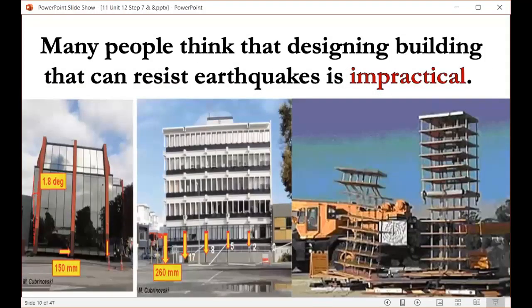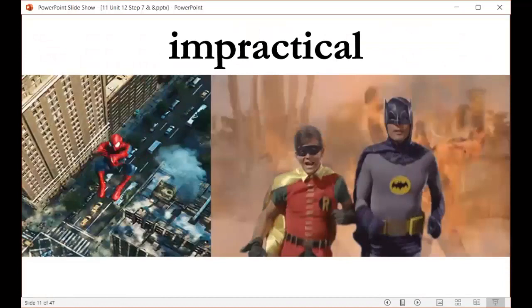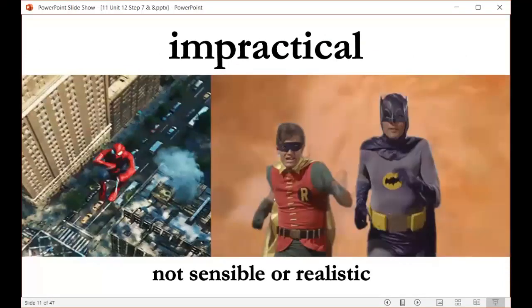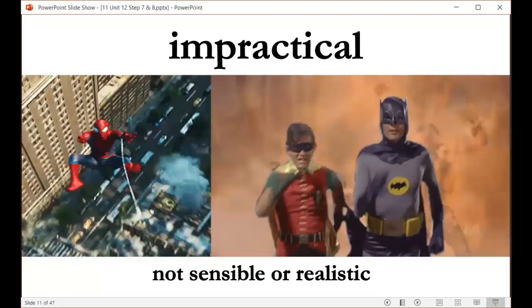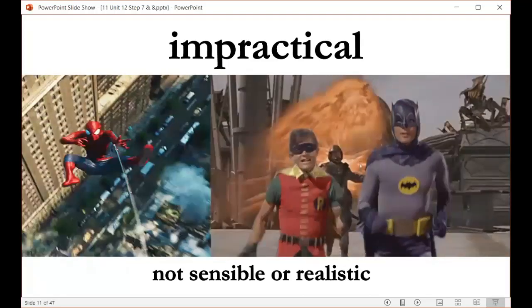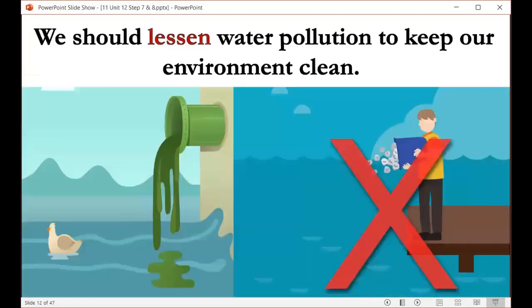We see that many people think that designing buildings that can resist earthquakes is impractical. What's the meaning of impractical? Impractical means not sensible or realistic. Yeah, not realistic, something that is from our imagination only.